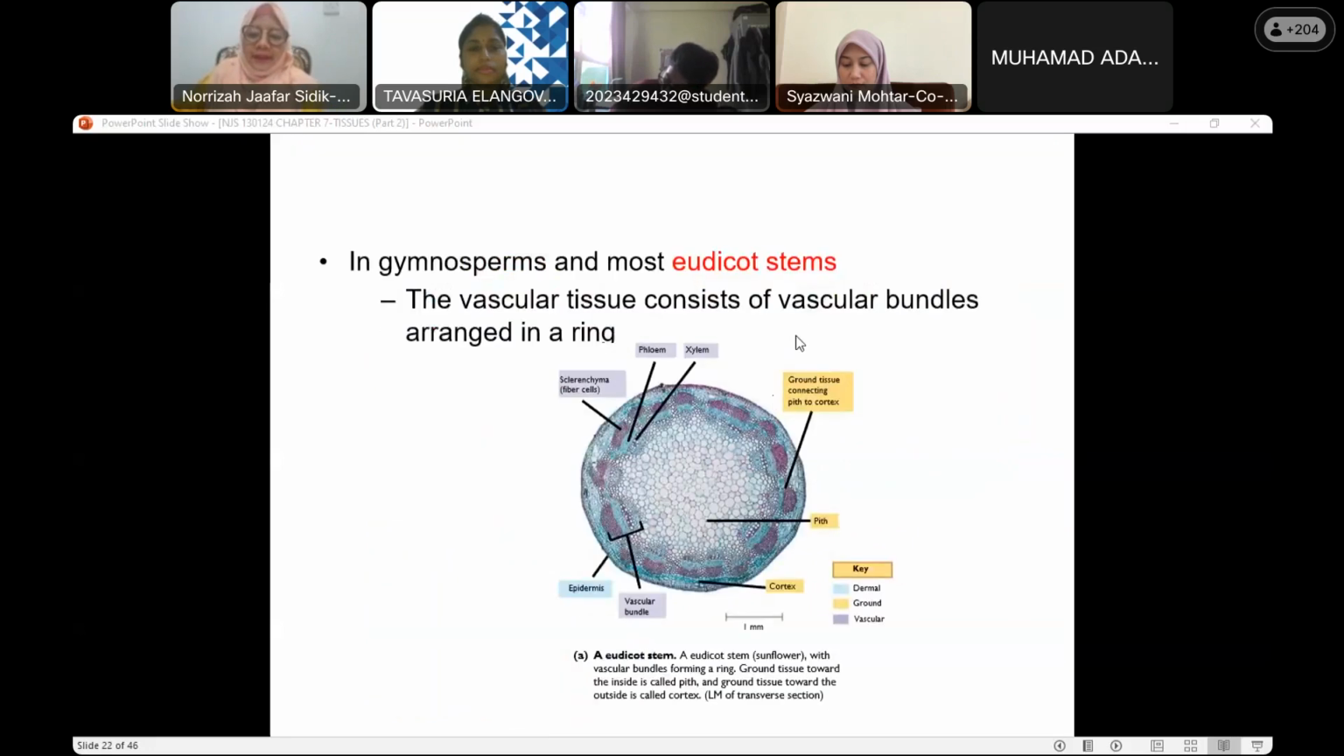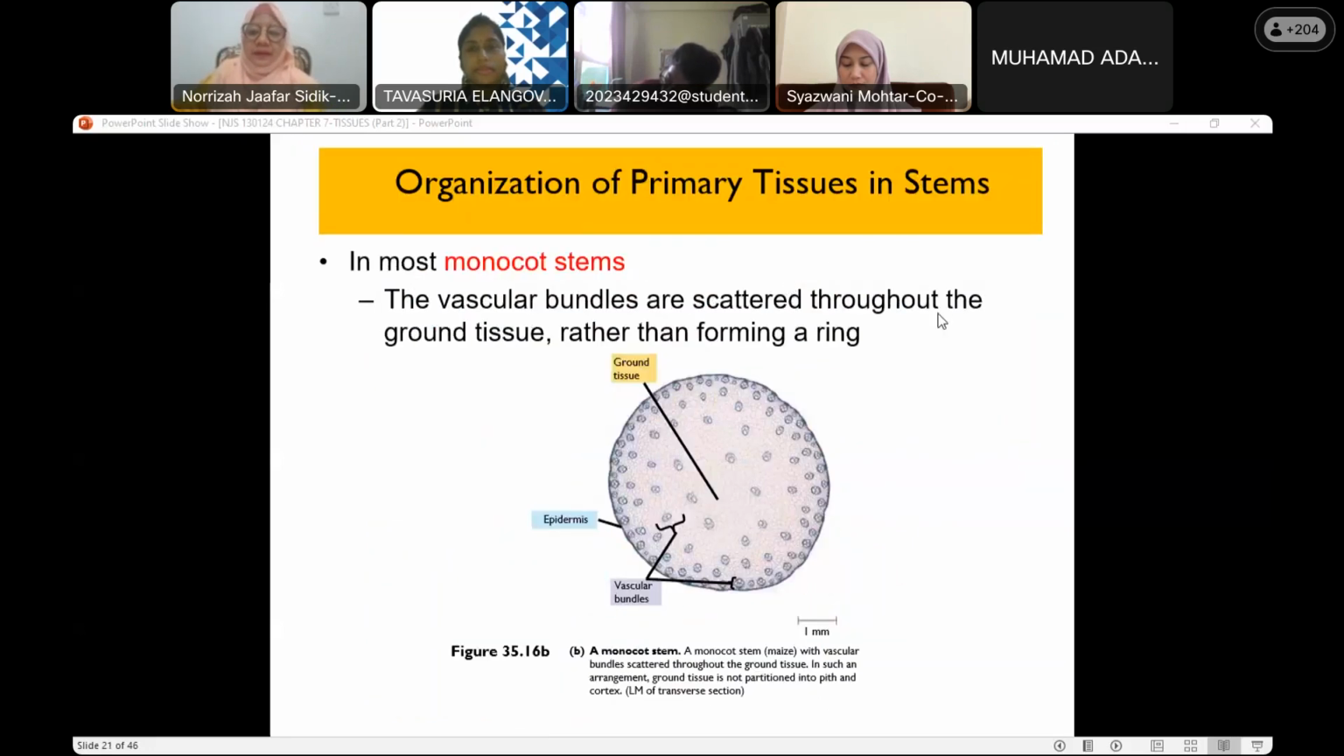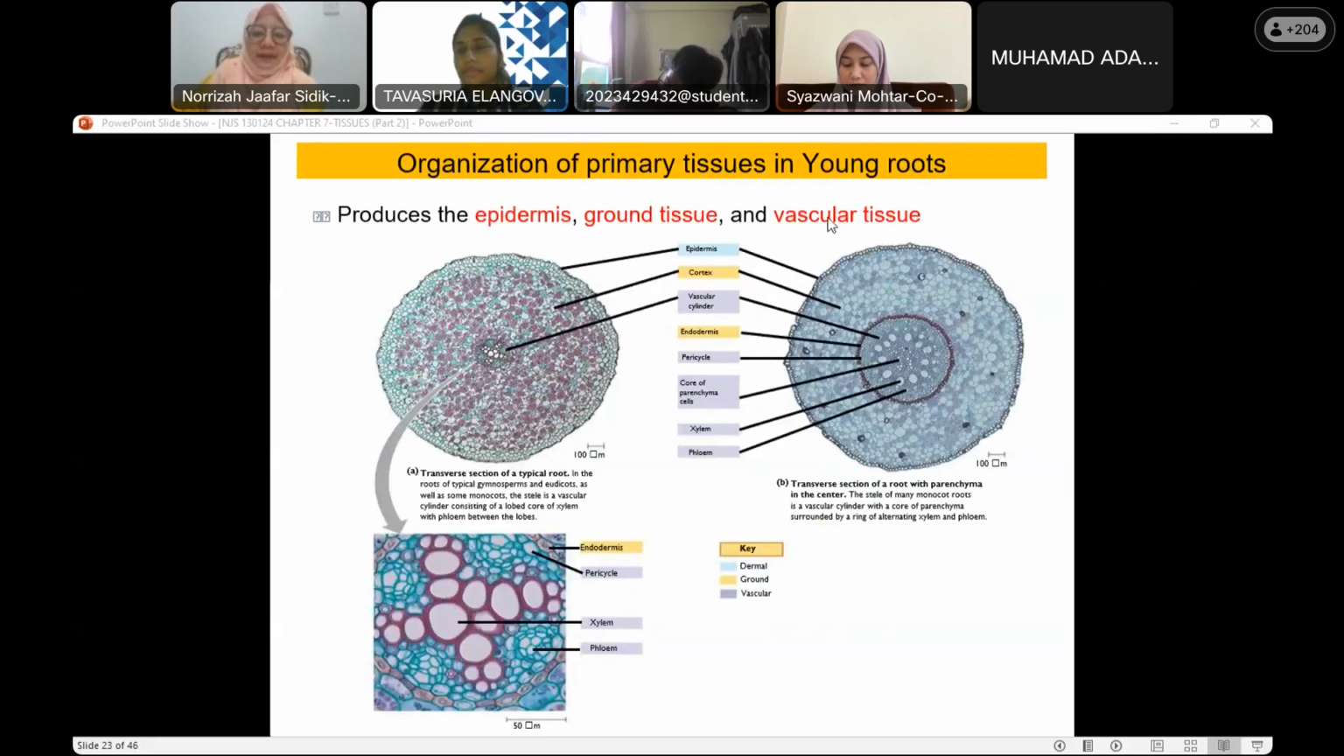Just now we looked at the stems. Now we look at the primary tissues in the young roots. You can see here in the young roots, it produces the epidermis, the ground tissues, and the vascular tissue at the center. If we enlarge the center, you can see the xylem, the phloem tissues, and the pericycle beside the endodermis.